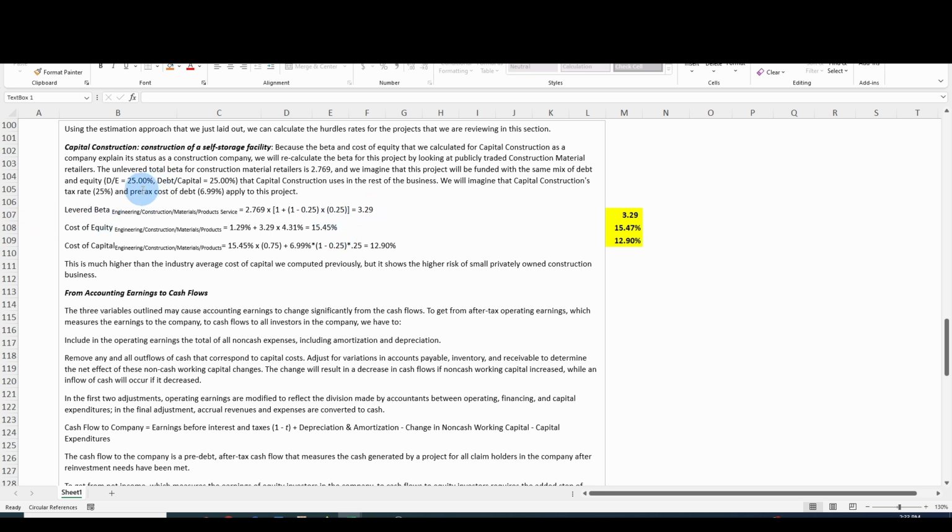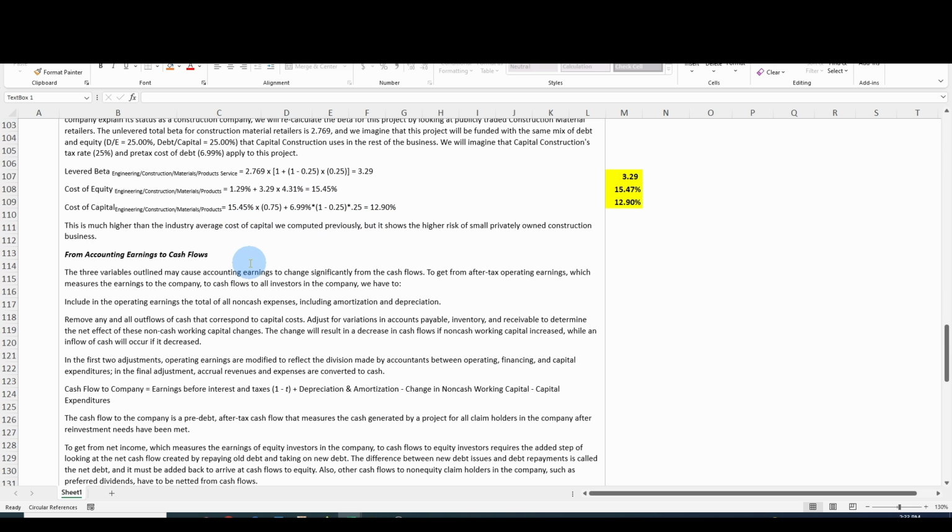Levered beta, we're adding leverage. Cost of equity equals the risk-free rate, plus 3.29 for the premium because it is a small business with a lack of diversification, times the implied risk premium, which equals 15.4547%. The cost of capital is going to be 15.45% times our equity ratio plus 6.99%, our cost of debt, times 1 minus 0.25, which computes our after-tax cost of debt, times our debt level, equals 12.9%.